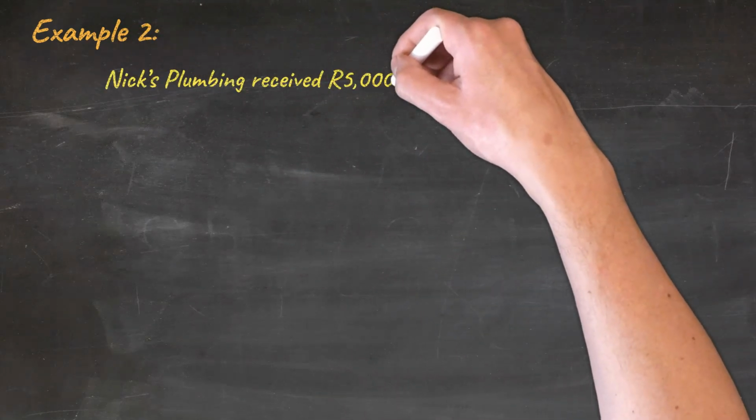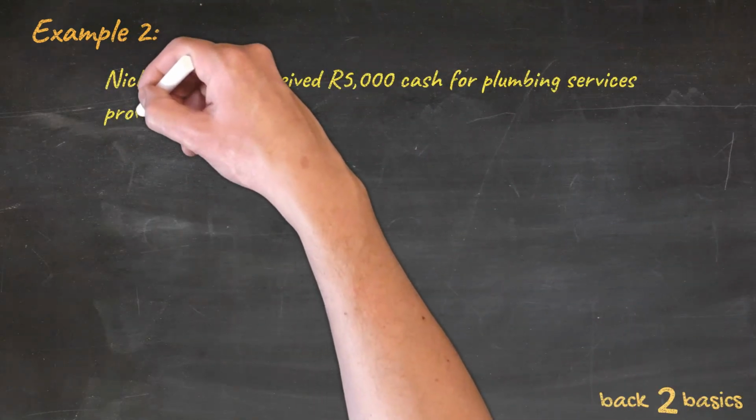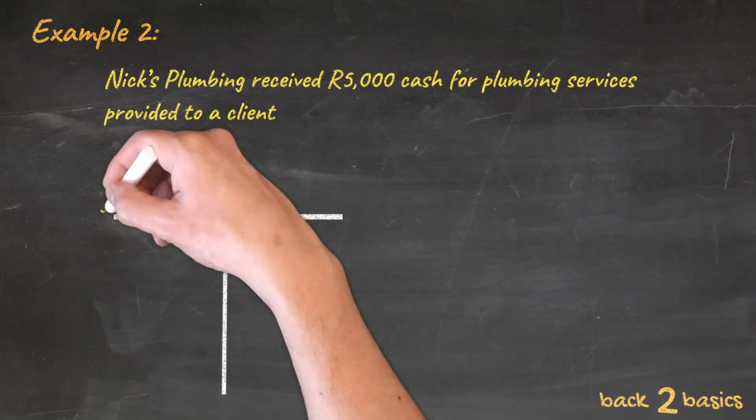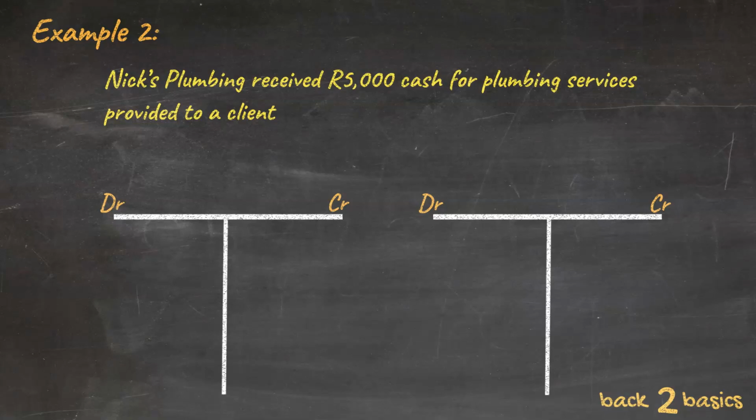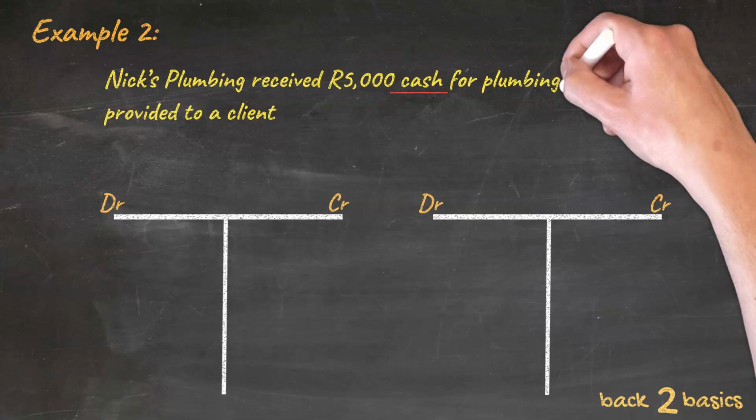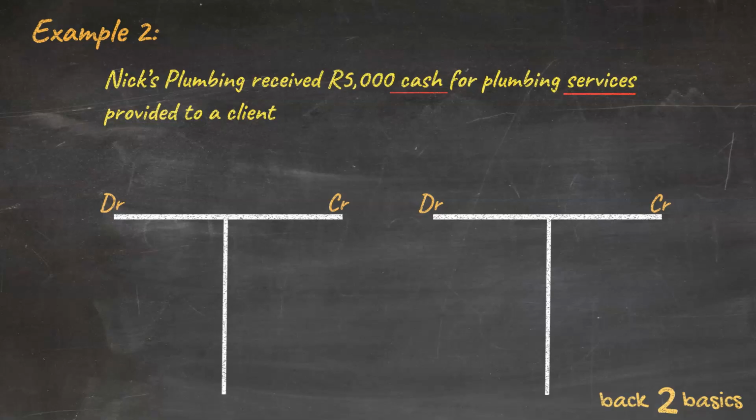Nix Plumbing received 5,000 Rand cash for plumbing services provided to a client. Considering the transaction, we will note that cash is received, thus the bank account increases, and that cash was received for services rendered, in other words, income. So now we know that the two accounts affected by this transaction are bank and current income, and both these accounts increased.